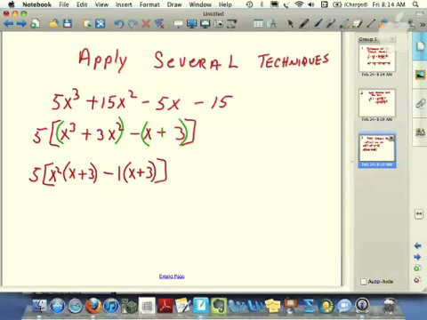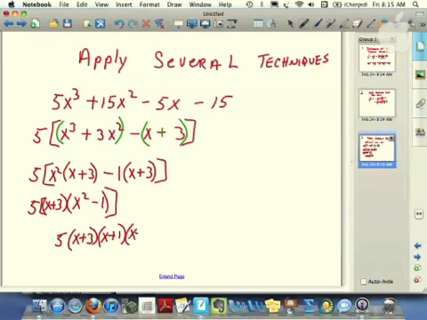Now my GCF is an x plus 3 times x squared minus 1. Do you notice anything? X squared minus 1 can be factored further. And so my final answer is going to be 5 times x plus 3 times x squared minus 1, which is the difference of two perfect squares: x plus 1 times x minus 1.